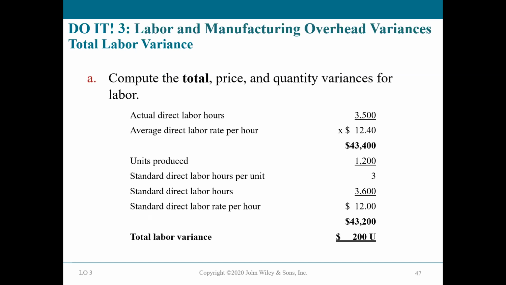So we look at the actual direct labor hours times the average direct labor rate per hour. So we have our total spend. We have our units produced. We have our standard direct labor hours per unit. Therefore, our standard direct labor hours times the standard direct labor rate will give us our standard or expected direct labor cost of $43.2. So we actually spent $200 more in actual than we expected.